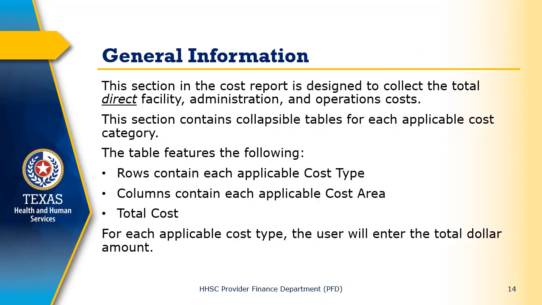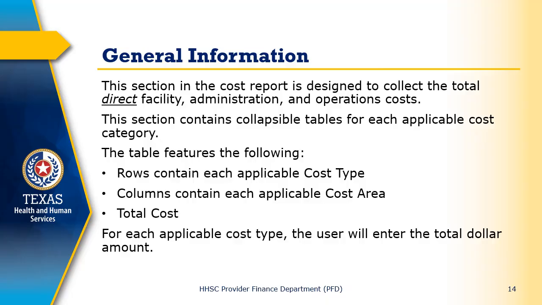individuals we serve. Section 10 is also designed to collect the total costs associated with facilities, administration, and operations, excluding indirect costs shared among multiple entities. The information collected here is the same as in Section 9, but with consideration for the provider's direct costs instead of shared costs. This section contains collapsible tables for each applicable cost category.